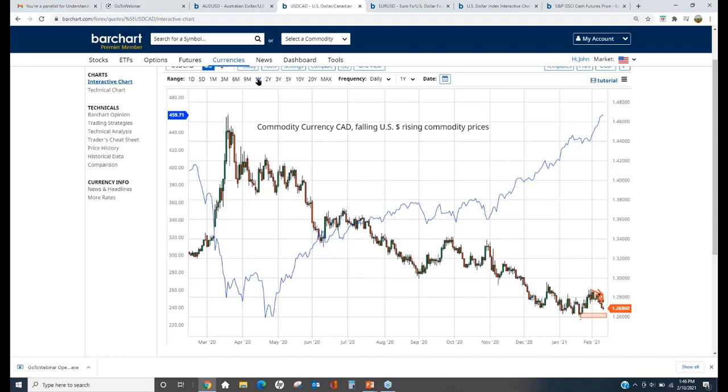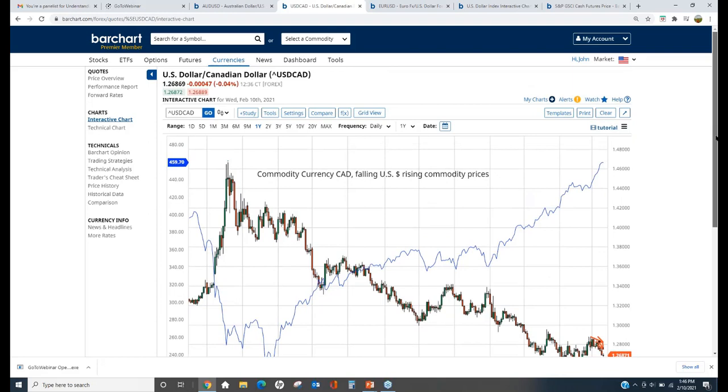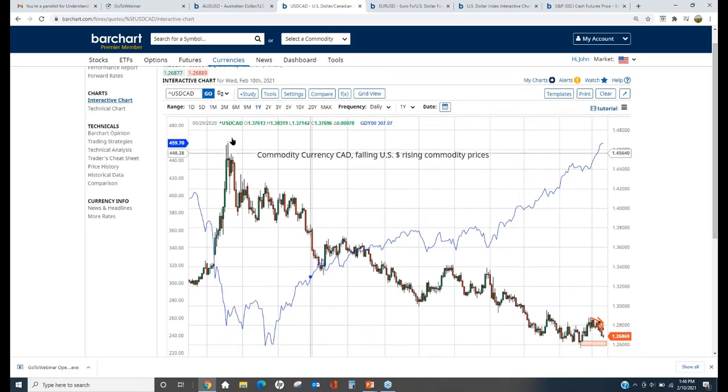Now, notice here we're looking at, again, the dollar versus the Canadian dollar, and we see a falling dollar versus the Canadian dollar. Here the dollar can purchase 1.5 Canadian dollars, and down here it's only purchasing 1.26.